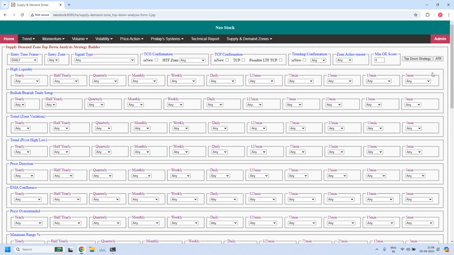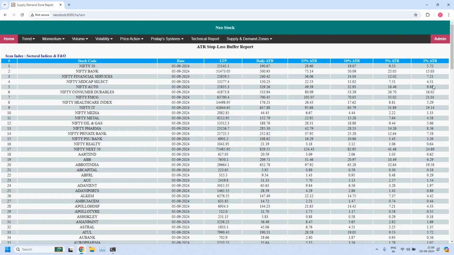Now I am going to generate stop buffers based on daily ATR. The first 17 in this list are indices, that includes all sectorial indices. Remaining all are equity stocks, but we have filtered the list from equity stocks from the F&O list. So I am scrolling the list down, and for any stock you want to refer to, please pause the video.